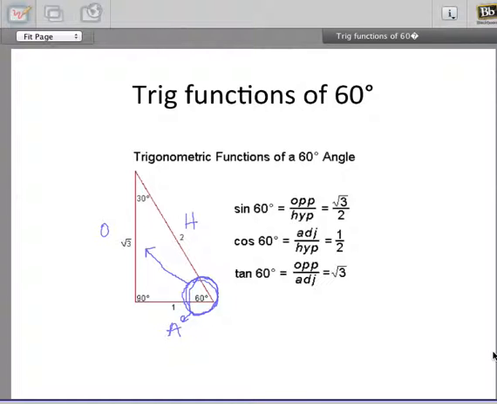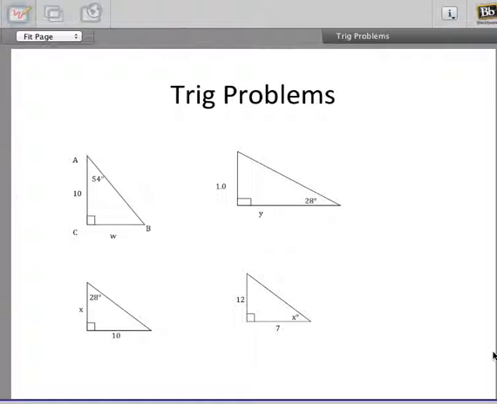So those are trig functions of your special rights, but you don't always need a special right triangle to use trig. Most of the time you use trig when you have just a crazy random angle, like 54. In order to solve for trig, the first thing you want to do is label your sides. So from this 54, the W is going to be opposite. The 10 is right next to, so he'll be adjacent. Remember your trig ratios, SOH CAH TOA.